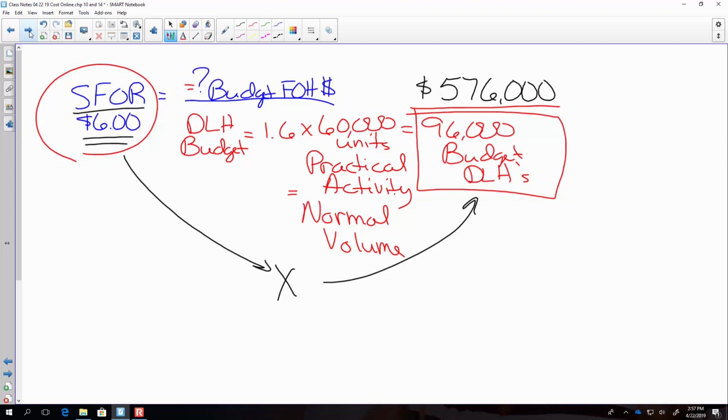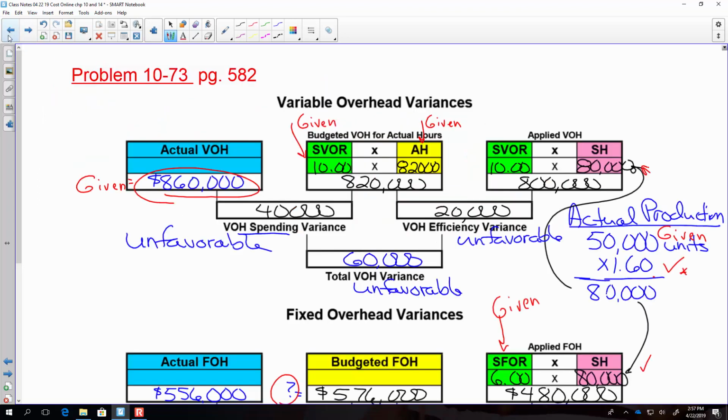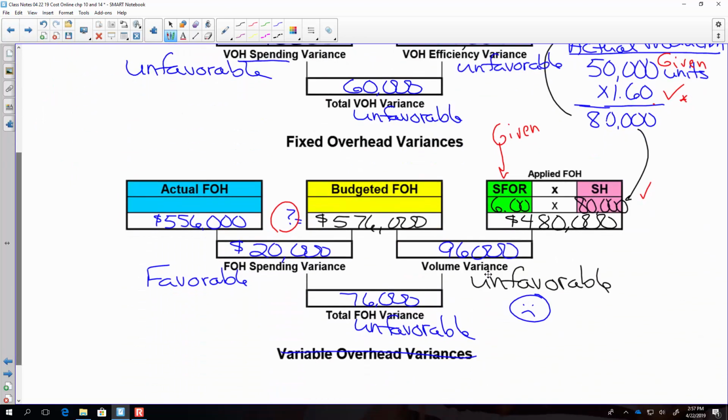And here's another one just showing how we got to where that $6 amount was found. So I just grabbed the budget number 576. I divided it by the level of activity. We plan to make 60,000 units here. That's our practical normal volume, our capacity amount, right? And obviously we only made 50. Well, 50 is less than 60, so guess what? My volume variance is going to be unfavorable. And again, production, that's a huge, big deal.